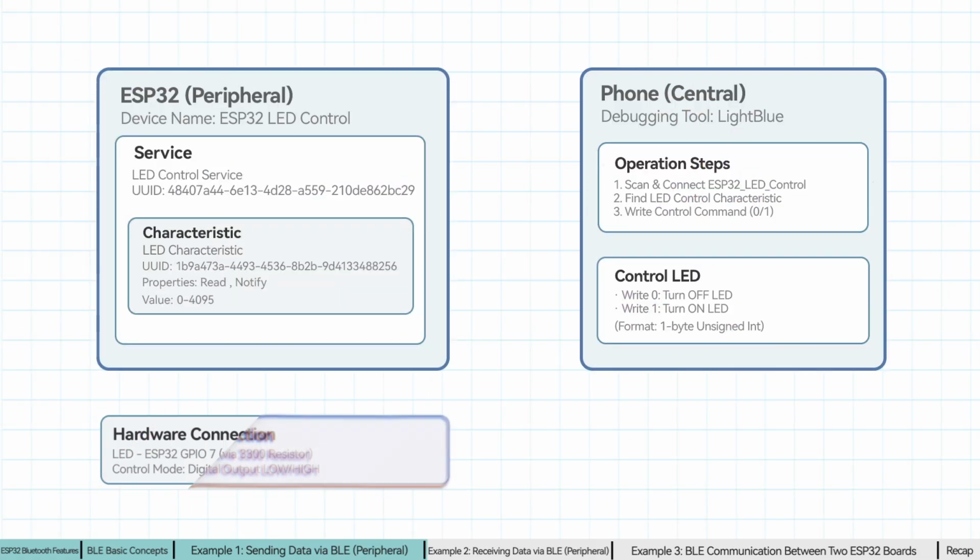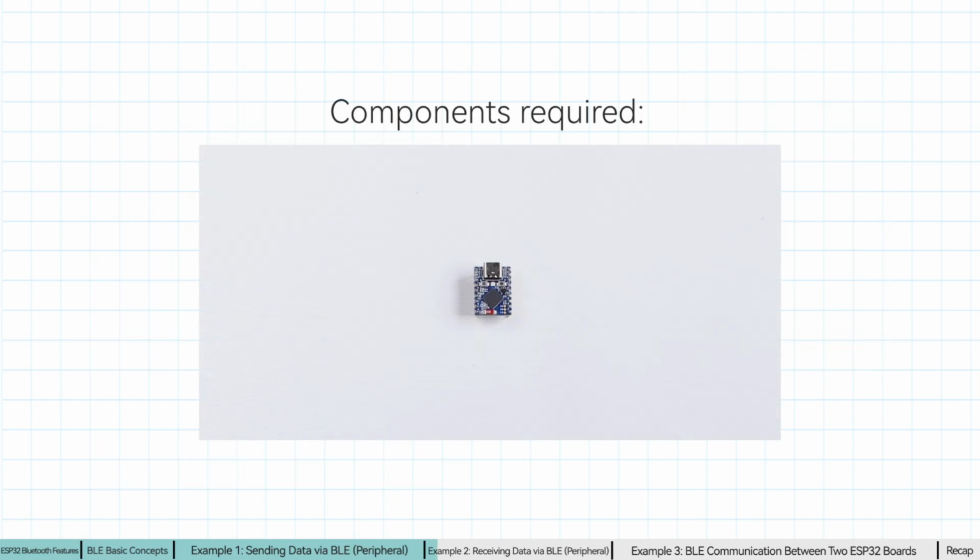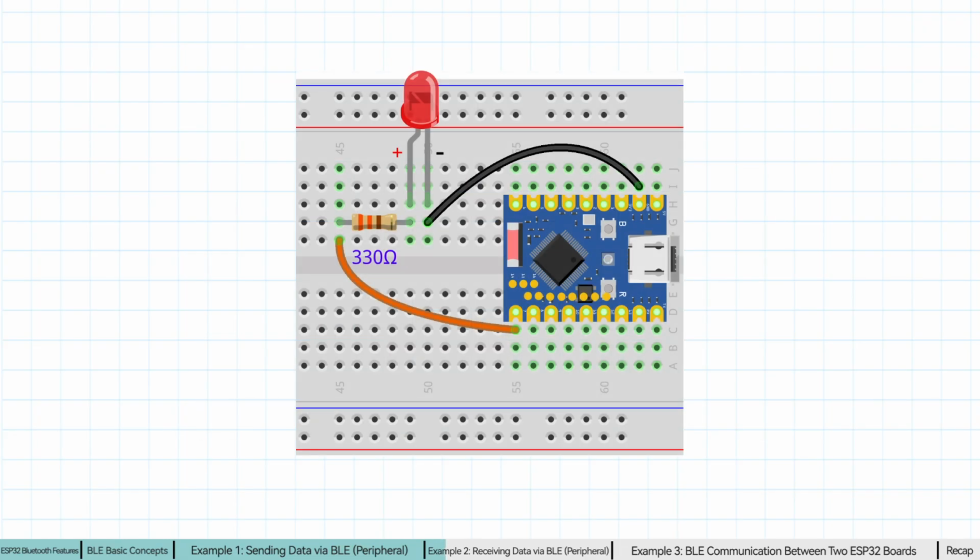Now let's try the reverse operation. Send commands from a phone to control an LED connected to the ESP32 via Bluetooth. We need to build an LED circuit. We need an ESP32 board, an LED, a 330 ohm current limiting resistor, a breadboard, and some jumper wires. Build the circuit according to this diagram.